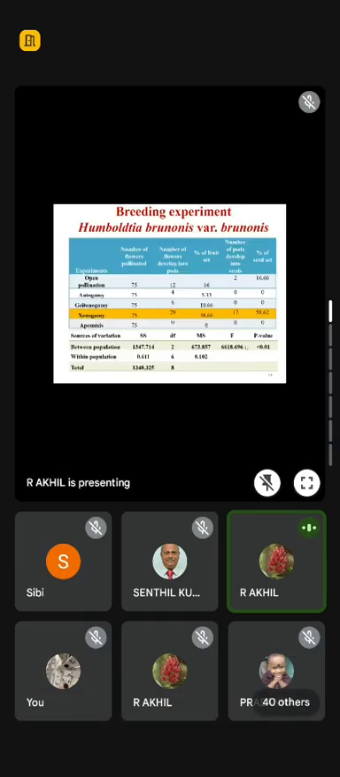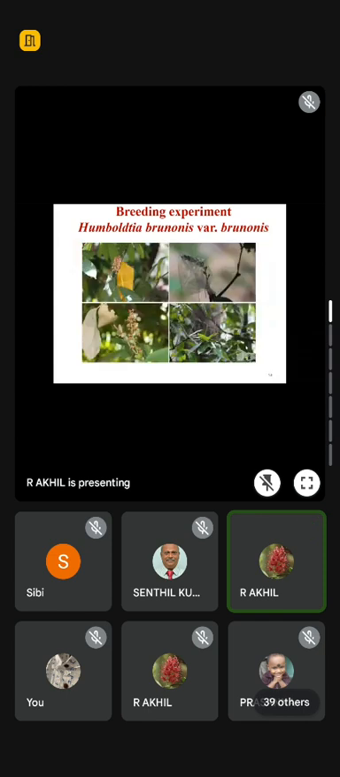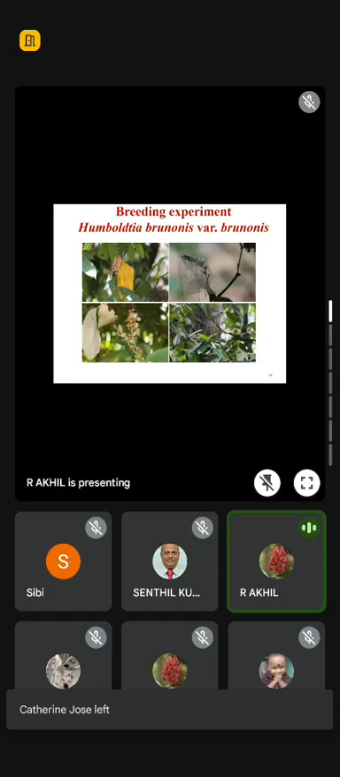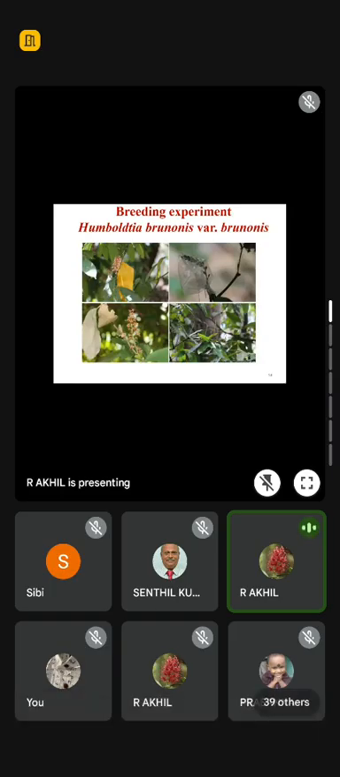Then breeding experiments, open pollination, autogamy, geitonogamy, xenogamy, and apomixis were carried out, among which xenogamic pollination gives better results for this particular plant. That means this plant favors more cross pollination for its natural survival. And these figures show the field observation during the breeding experiment. The first one shows the insect trap, and the next one shows the flowers covered for the breeding experiment.